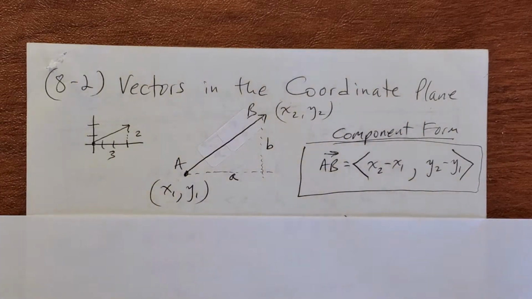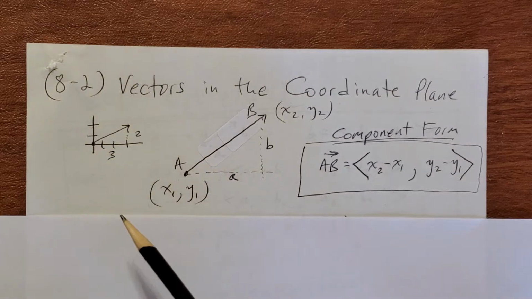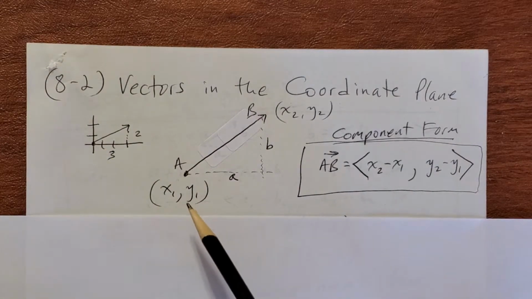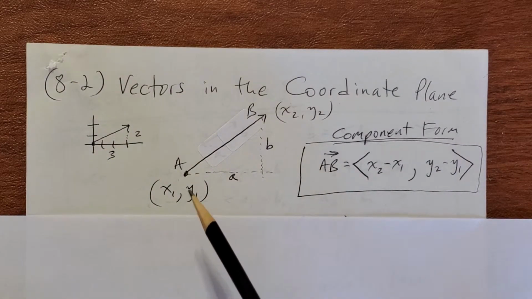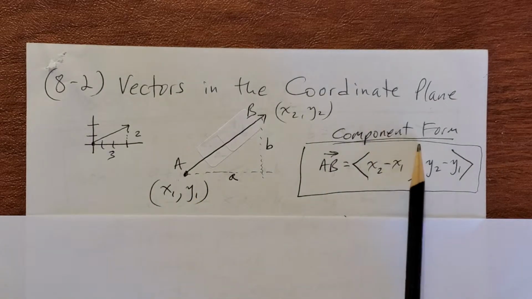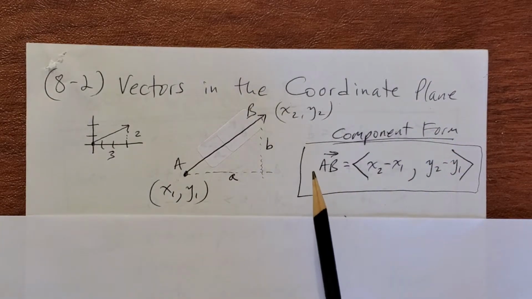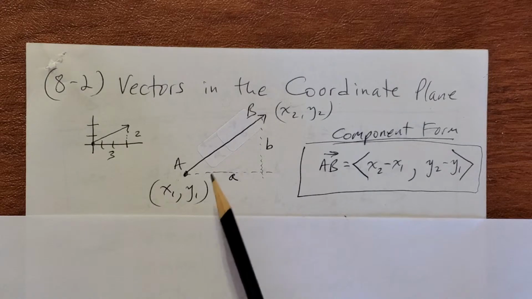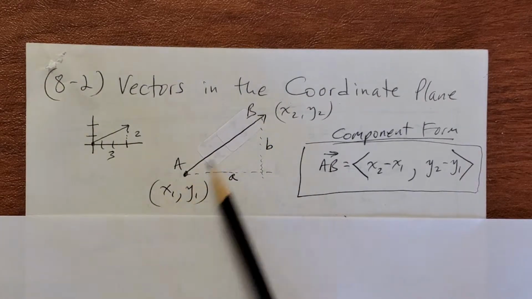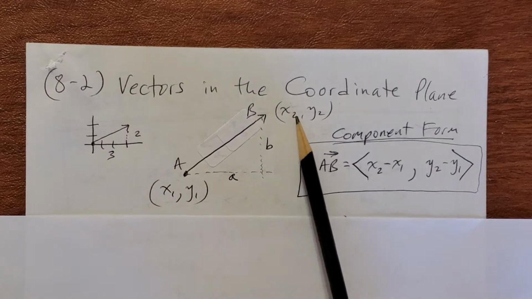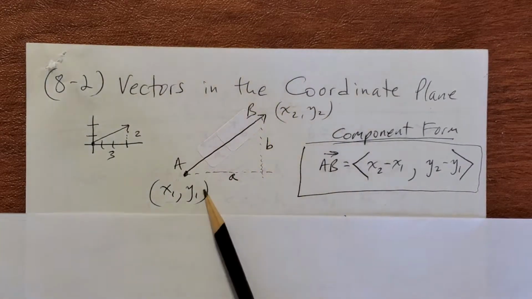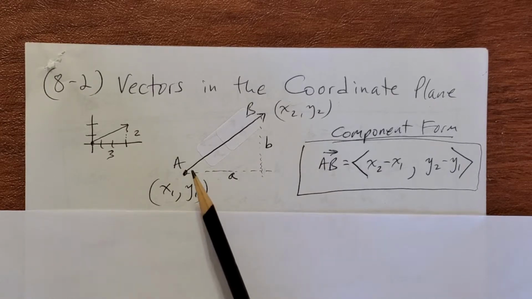So we talked about what a vector is, basically an arrow with magnitude and direction. Well, now we want to express the vector in a different way. It's called the component form. From now on, we're not going to necessarily see a diagram, a picture of a vector. We're just going to see 2 points on the coordinate plane, and with those 2 points, we can figure out the A and the B.